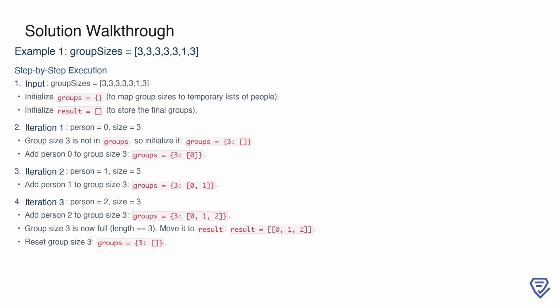Then, we add person 0 to this list, so groups becomes {3: [0]}. Moving to the second person, person 1 also has a group size of 3. We add them to the existing list under group size 3, making groups {3: [0, 1]}. For the third person, person 2, we repeat this process, adding them to group size 3, resulting in groups {3: [0, 1, 2]}. Since this list now has 3 people, which matches the group size, we move it to the result list, updating result to [[0, 1, 2]]. After this, we reset the group size 3 in the dictionary, making groups {3: []}.